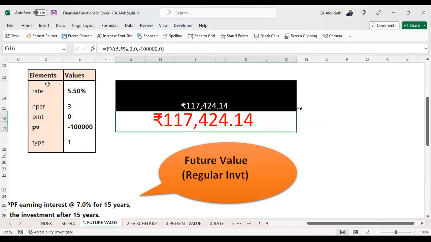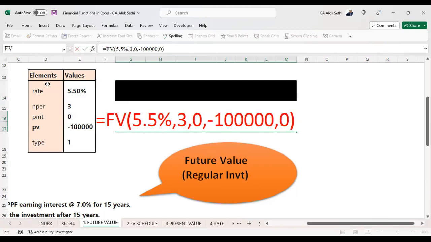ठीक है, हम ऐसे भी तो कर सकते थे. आप बोलेंगे सर हम टाइप भी तो कर सकते हैं. बिल्कुल कर सकते हैं. तो FV के बाद आप टाइप करिए, 5.5 रेट है, 3 NPER है, 0 PMT है और 1 लाख नेगेटिव क्या है? इन्वेस्टमेंट है. और यहाँ पे हमने 0 लिख दिया टाइप के लिए. अगर मैं 0 हटाता हूँ, आंसर दोनों में सेम आ रहा है.